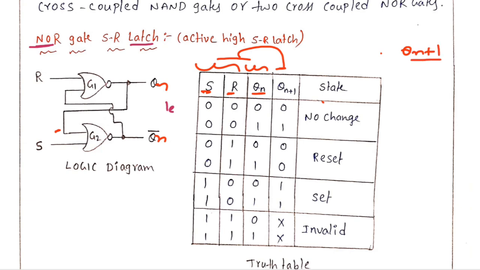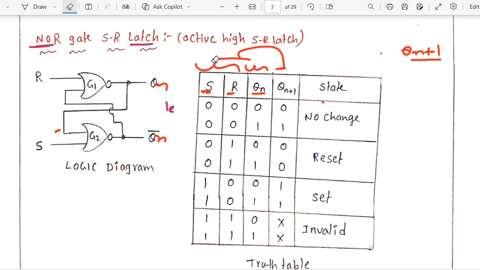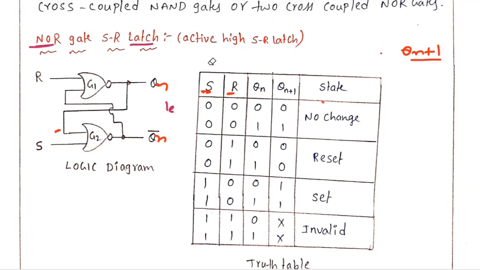So now, in order to analyze this truth table, we should first understand the truth table of a NOR gate.